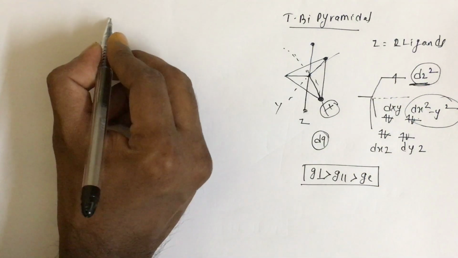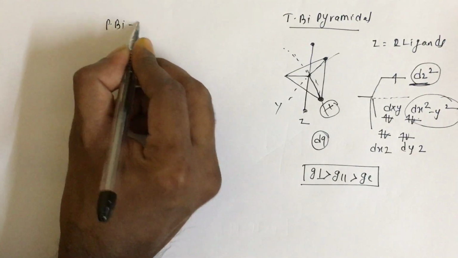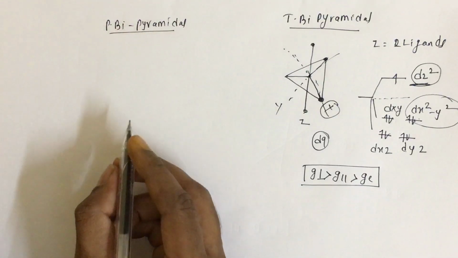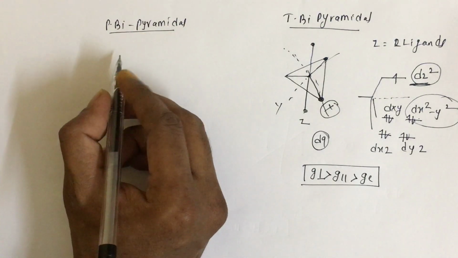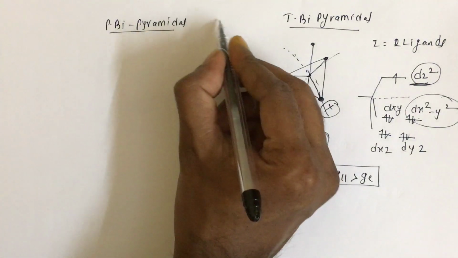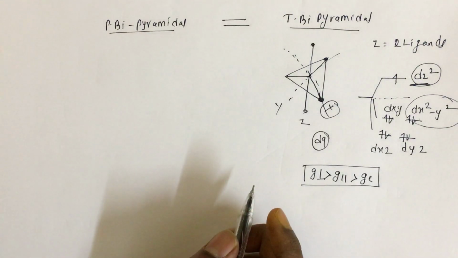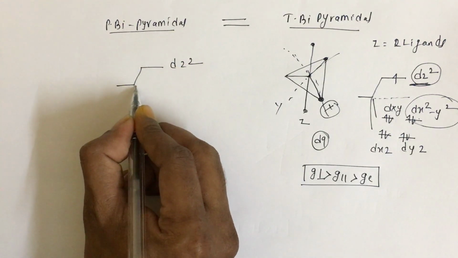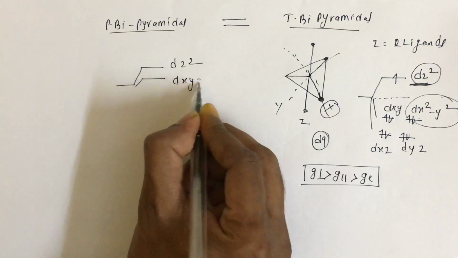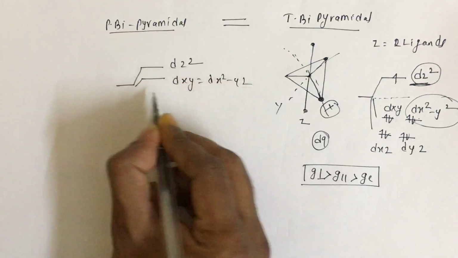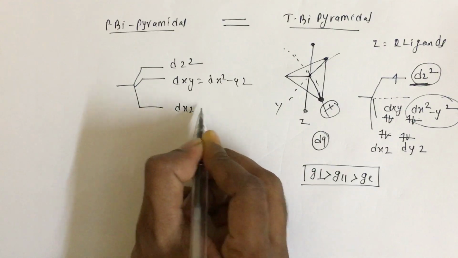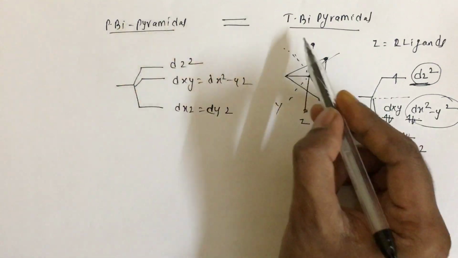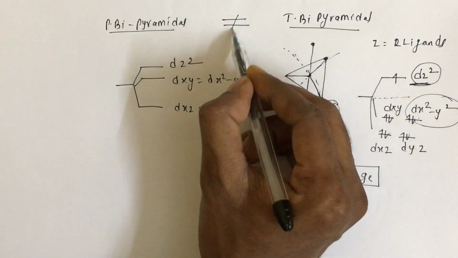Now we have one last system, the pentagonal bipyramidal system. So just remember, the pentagonal bipyramidal system as well as the trigonal bipyramidal system are the same. Here also we have dz square, dxz equals dx square minus y square. The only difference is, they are almost the same, not completely.